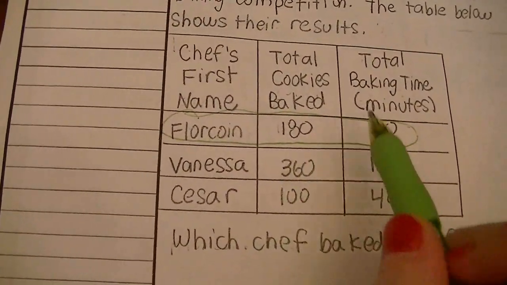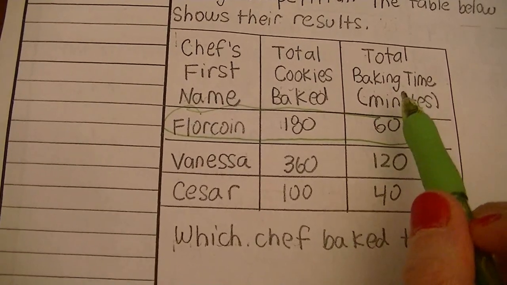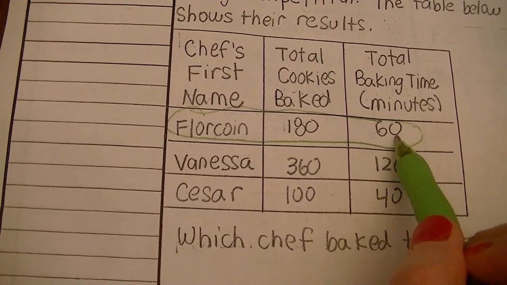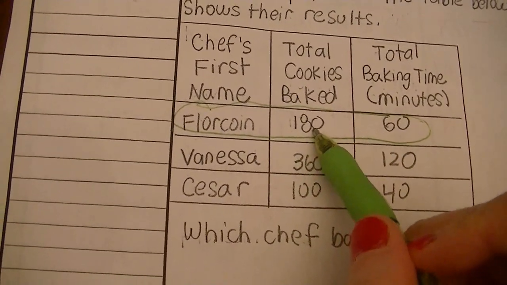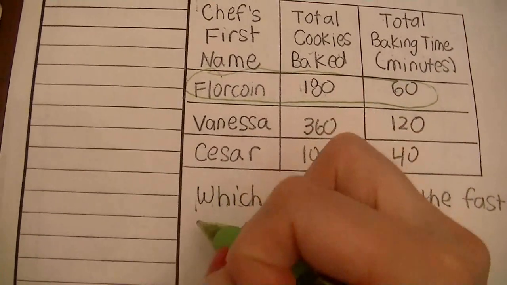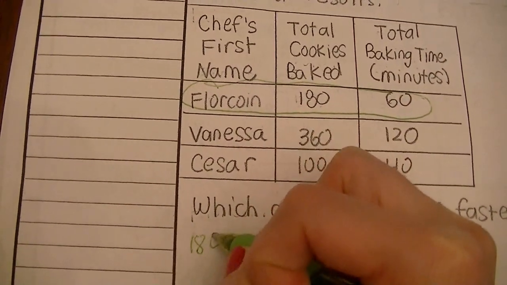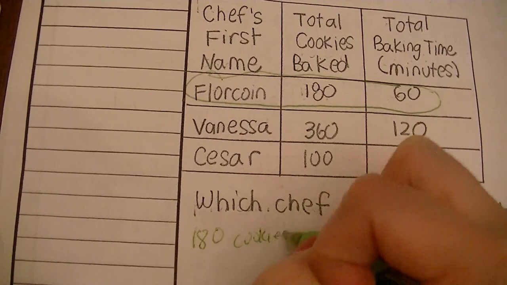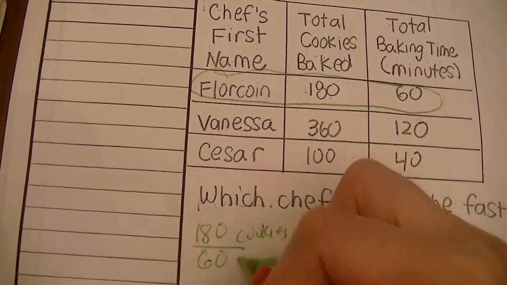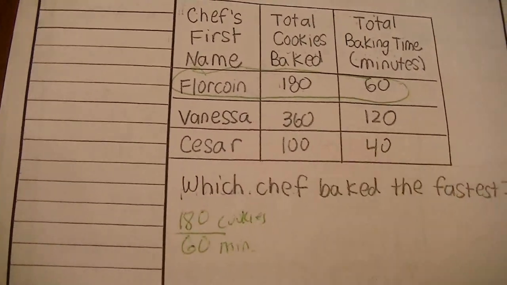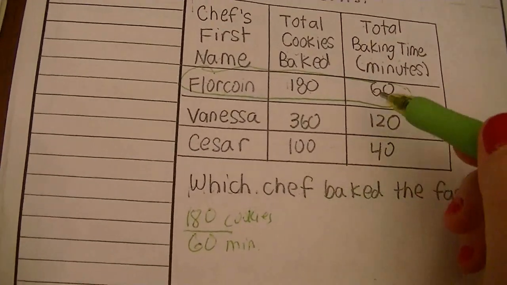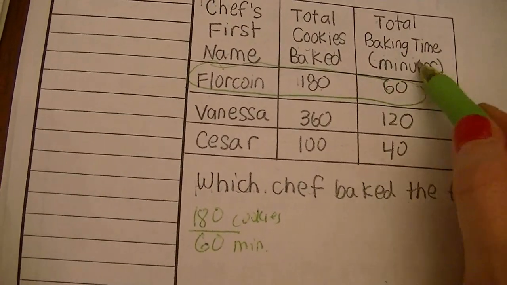So I know that time needs to go in the denominator, so I'm going to put the 60 on the bottom and this 180 on the top, and be sure to label it, okay? So it's 180 cookies in 60 minutes, okay? And you also got to make sure that each of the units are the same. These are all in minutes.